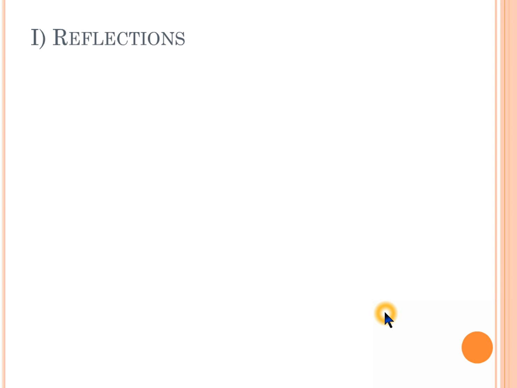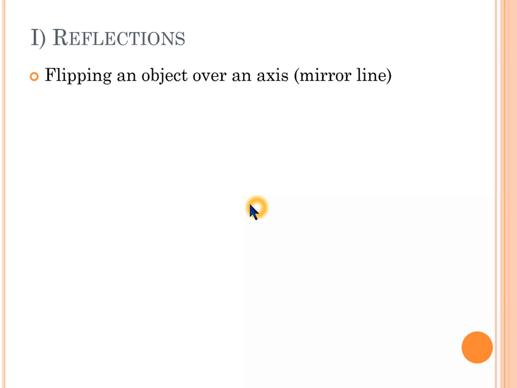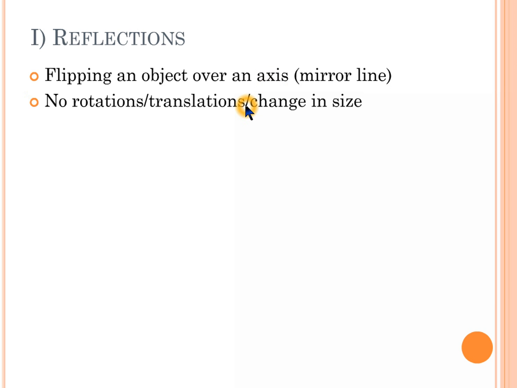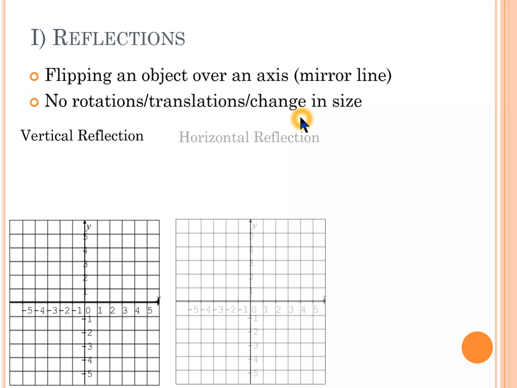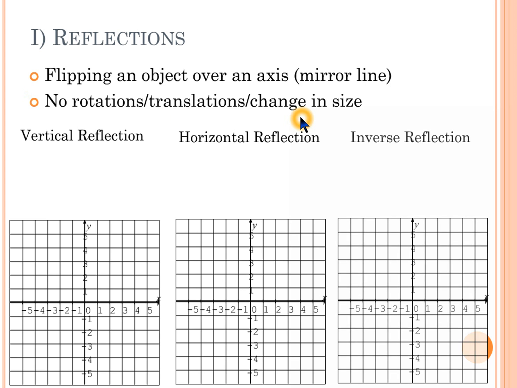So what is a reflection? When we're flipping an object over an axis, that is considered a reflection in Math 12. When we're dealing with reflections, we will have no rotations, no translations, and we will not have a change in size. Now for Math 12, we have three types of reflections. We have a vertical reflection, a horizontal reflection, and an inverse reflection.